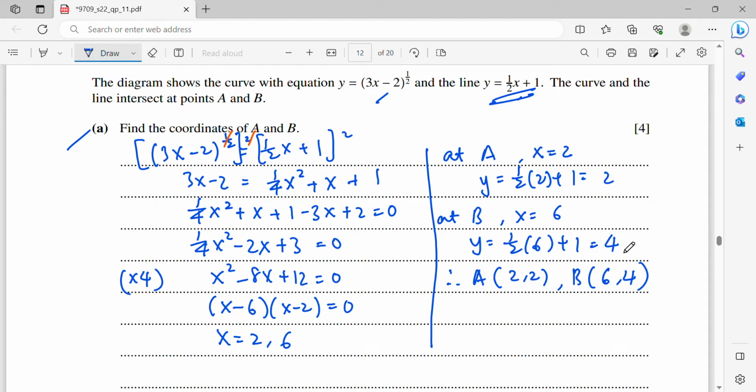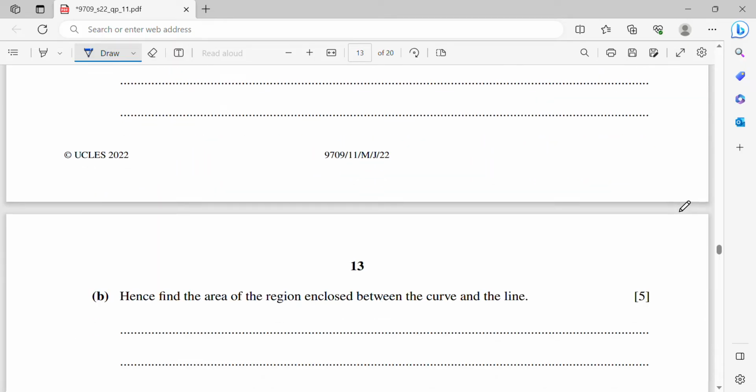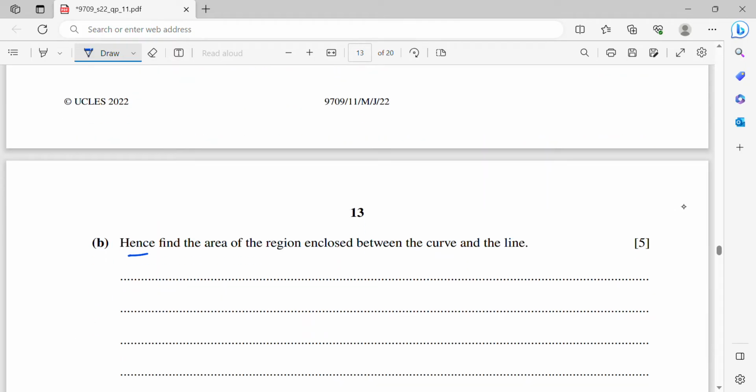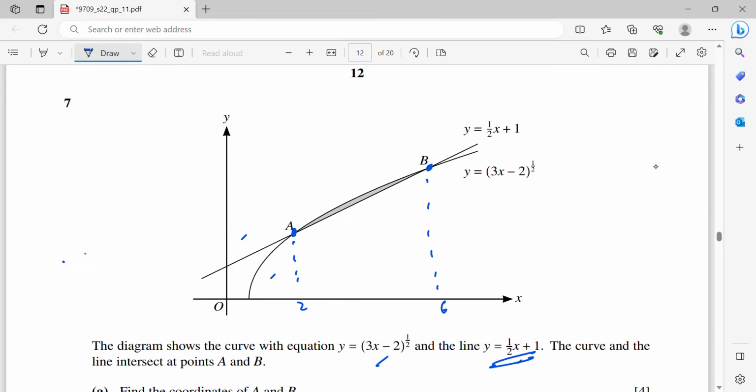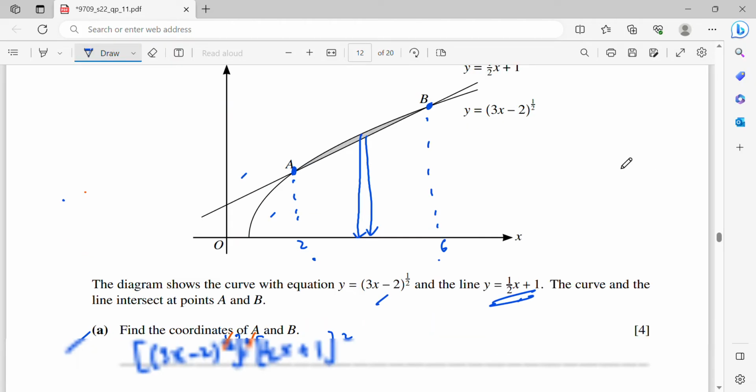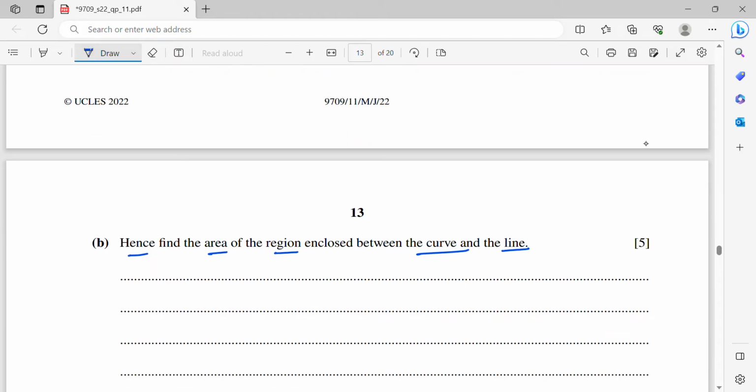Okay, so done for the A. Now B, find the area of region enclosed by the curve and line. Okay, so let's go back to the graph. So obviously the shaded region is bounded by the graph and the straight line. So we need to integrate from 2 to 6, but the curve minus the straight line. Okay, so now my area is to integrate 2 to 6, the curve minus straight line.